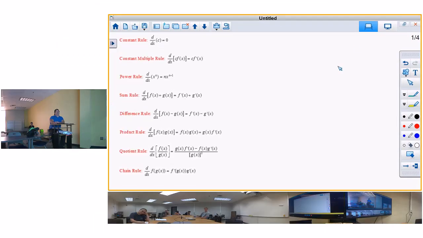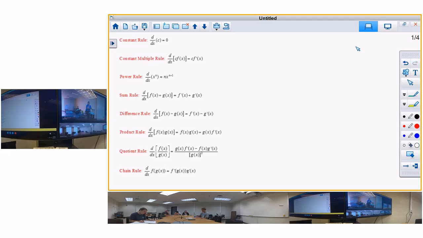I told you to write them down. These are your rules, the main rules that we're going to be going over as far as derivatives. Of course, the d/dx means the derivative of. So the first rule, as I showed you: the derivative of a constant is always going to be what? 0. So go ahead and write those down.